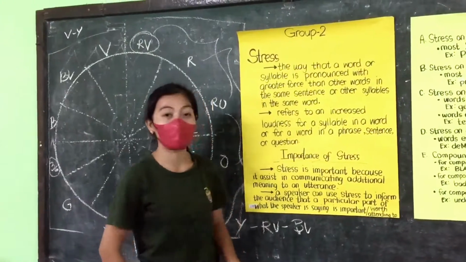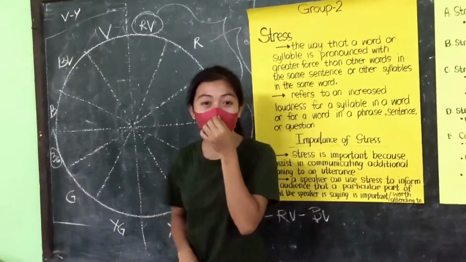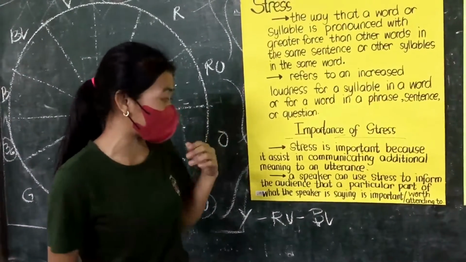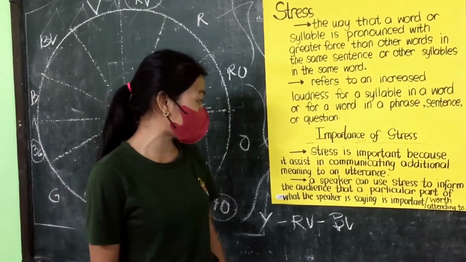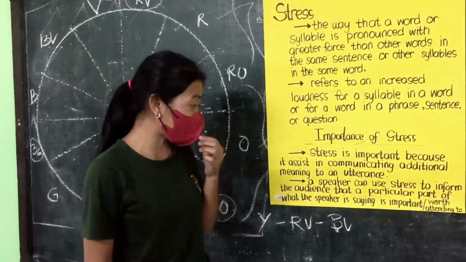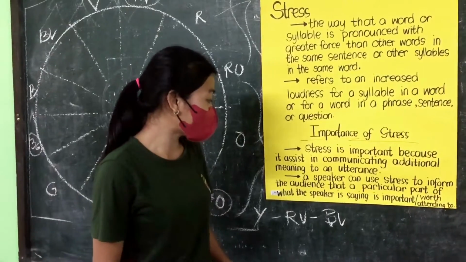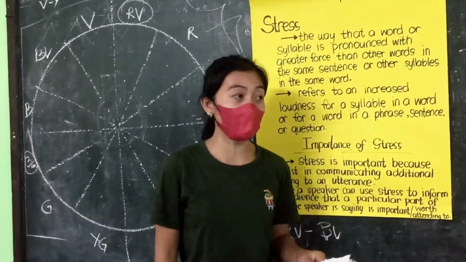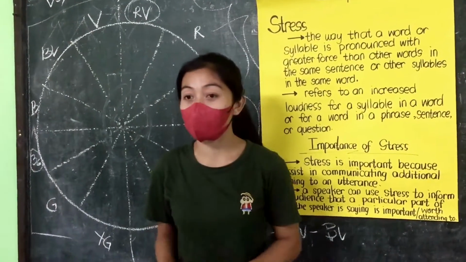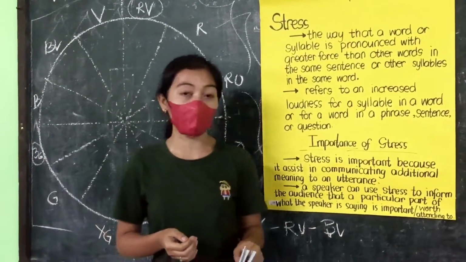Hello everyone, my name is Denise Kamangkas and I am the second reporter of Group 2, and my task is to discuss the importance of stress. Stress is important because it assists in communicating additional meaning to an utterance. A speaker can use stress to inform the audience that a particular part of what the speaker is saying is important. Learners who know word stress are more confident in speaking and in reading. So, stress is important in comprehension.